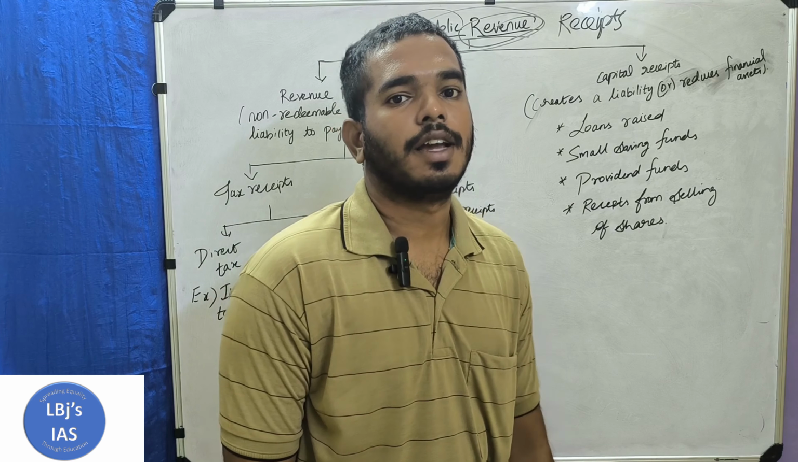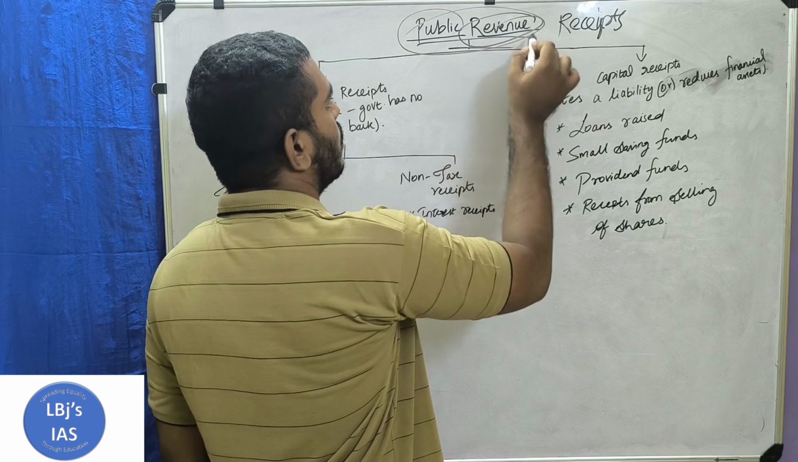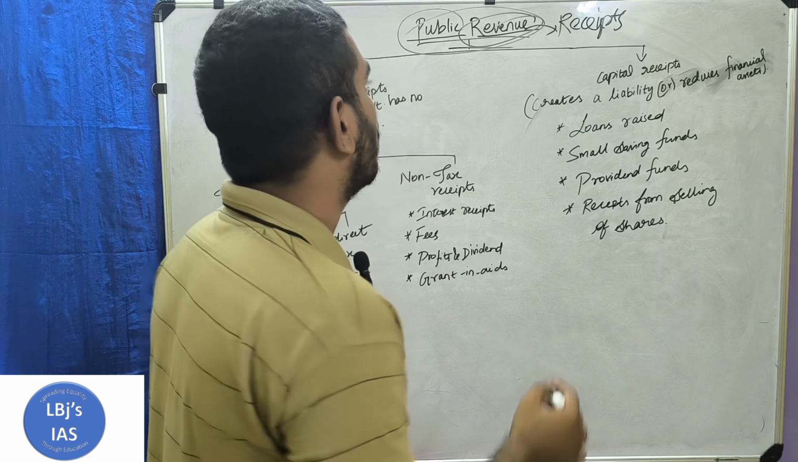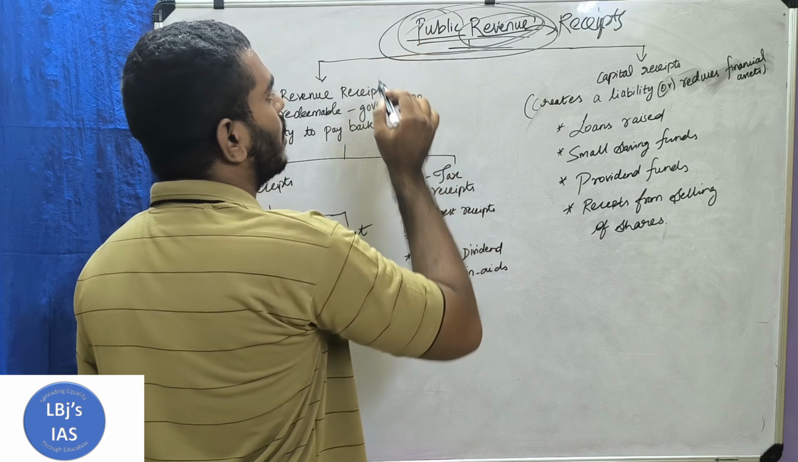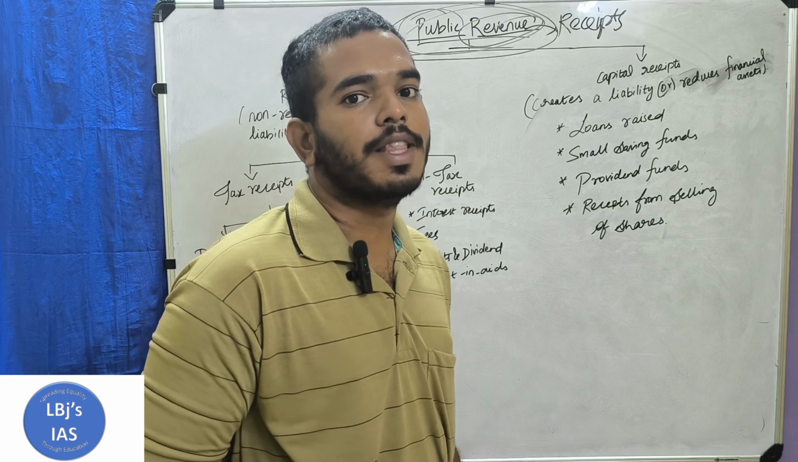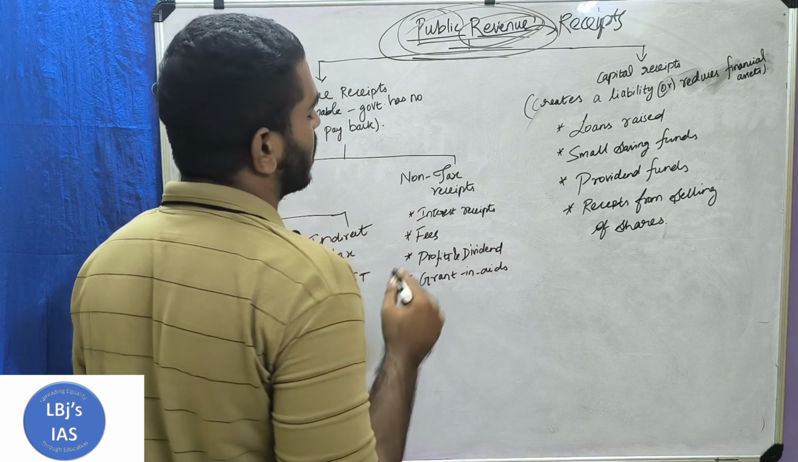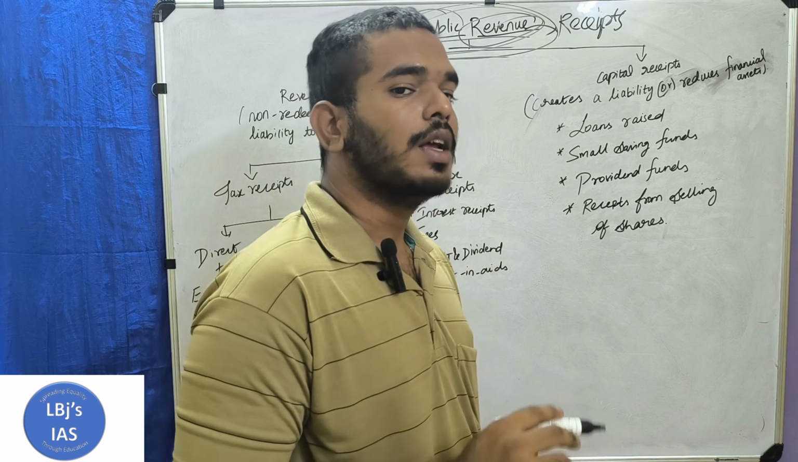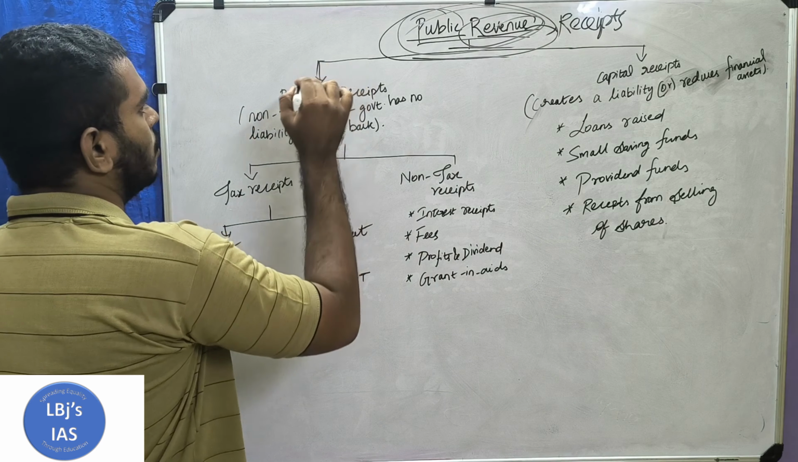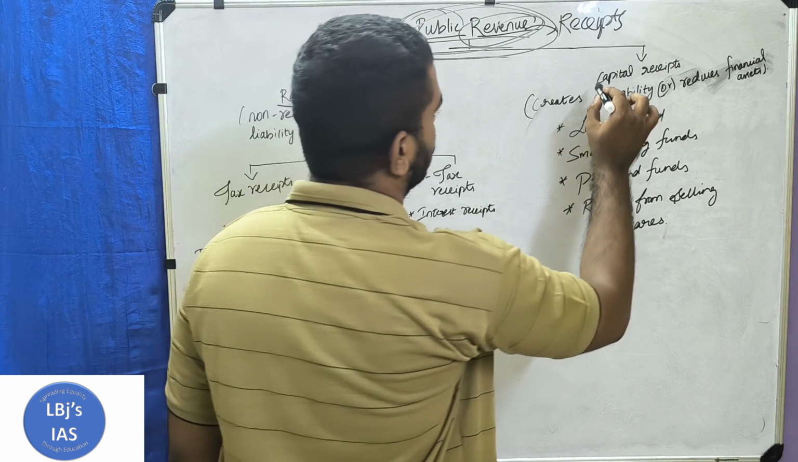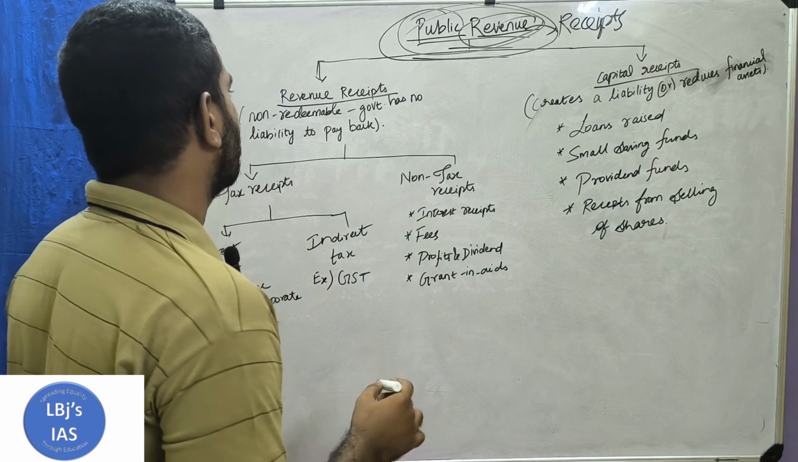Hello ladies and gentlemen, in this video we are going to see about public revenue. Revenue is nothing but receipts. Public revenue is nothing but the receipts received by the government. The receipts received by the government are divided into two major types: one is revenue receipts, and the other is capital receipts.